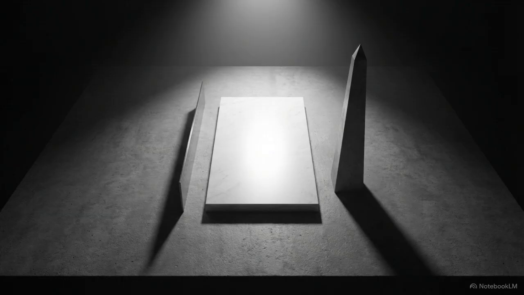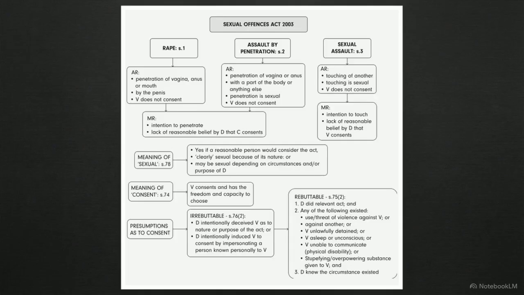Success on legal examinations requires stripping away moral subjectivity to trace exactly how the facts navigate the specific legal gates established by the statute. This flowchart maps the primary offenses. Section 1 defines rape, requiring penile penetration into the vagina, anus, or mouth. Section 2, assault by penetration, covers intentional penetration of the vagina or anus with any object. Section 3 is sexual assault, covering intentional sexual touching.